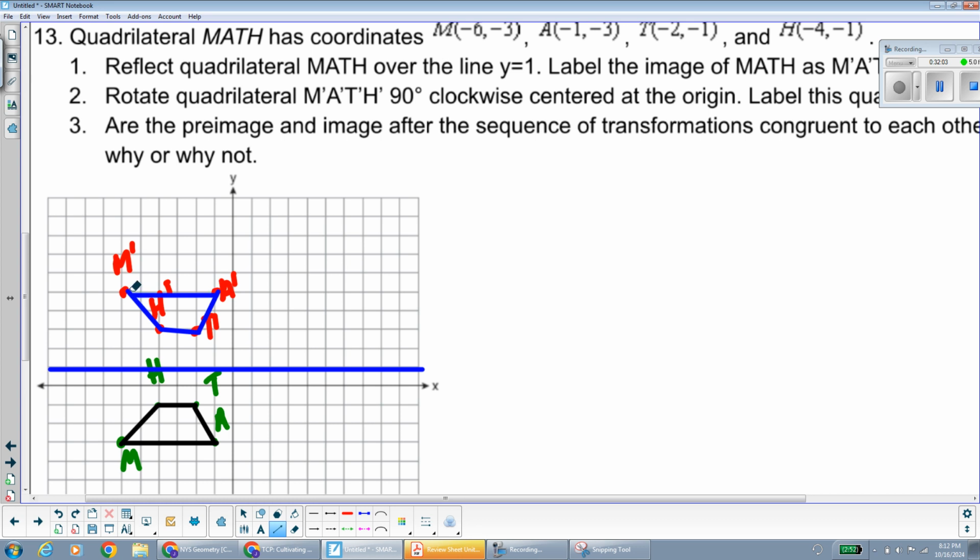There we go. Okay. And now we need to rotate it 90 degrees clockwise, centered at the origin. So here's the origin. And I'm going to rotate this 90 degrees clockwise. That is T.